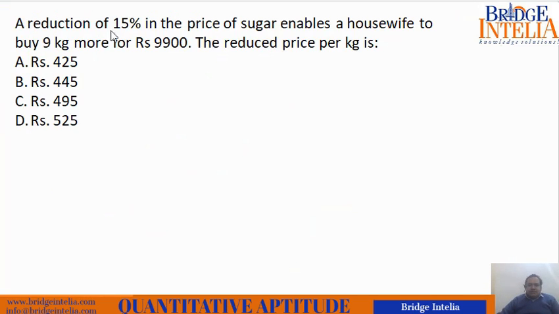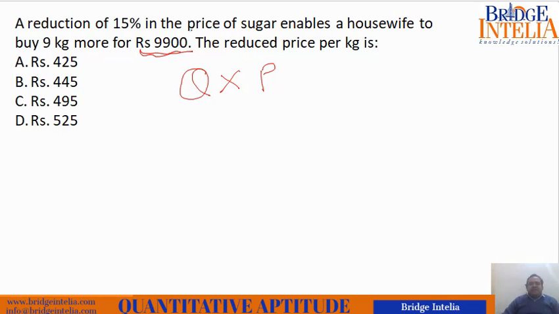Now let's see this one. A reduction of 15% in the price of sugar enables a housewife to buy 9 kg more for rupees 9900. The reduced price per kg is equal to what? So still in this case also the expenditure is same. Earlier also you were spending this much rupees, now also you are spending rupees 9900. That means product of quantity and price has not to be disturbed. If you disturb one, you will have to balance it.